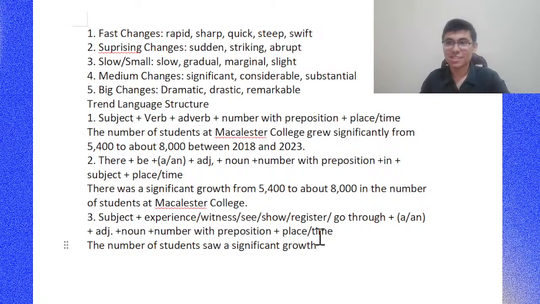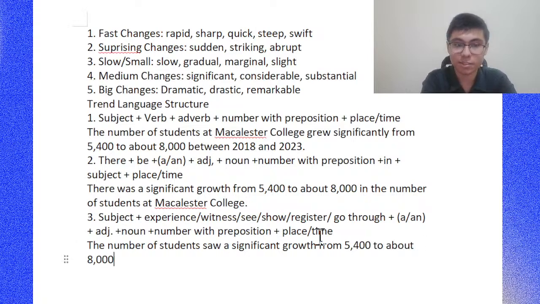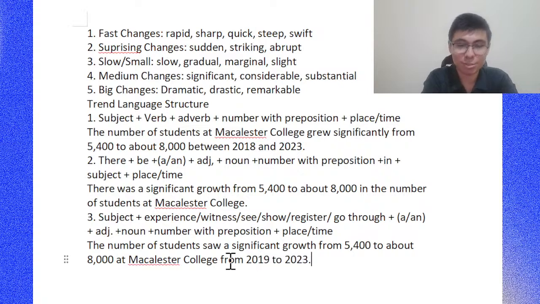So, and we're gonna put from 5,400 to about 8,000 at Macalester College. And then after that we're gonna put a place or a time after that, because we already talked about place, and we can use from 2018 to 2023, and that's more of an advanced structure that you can use.